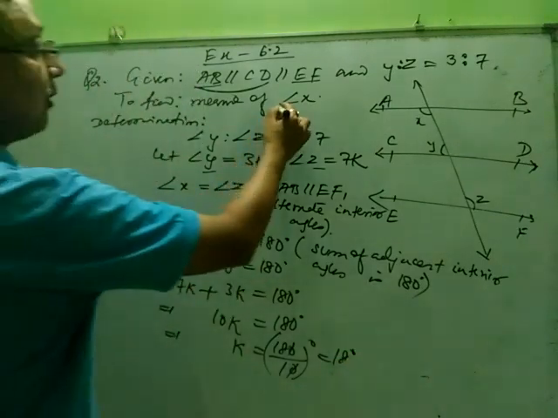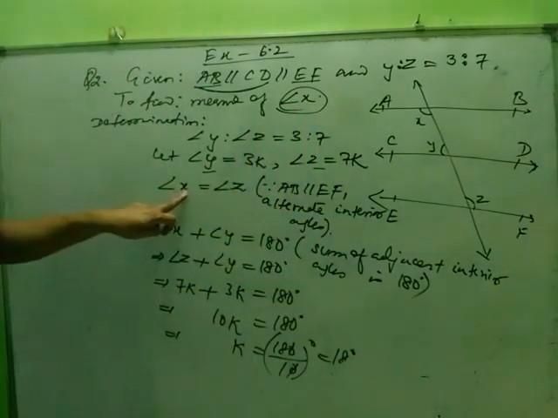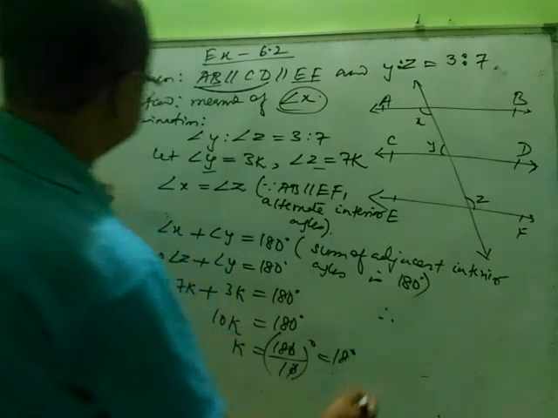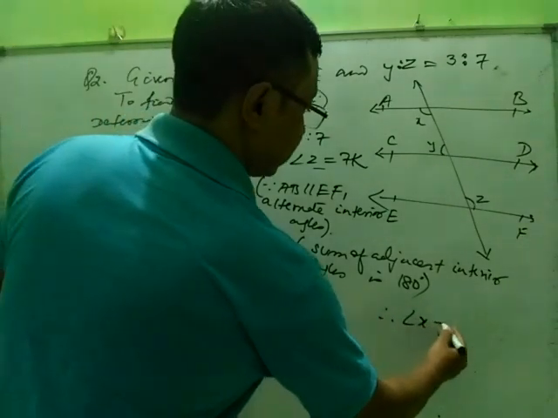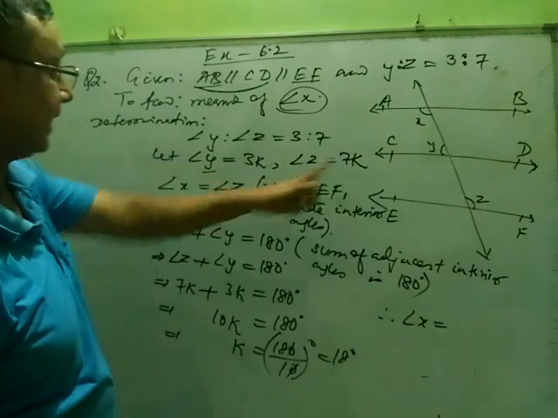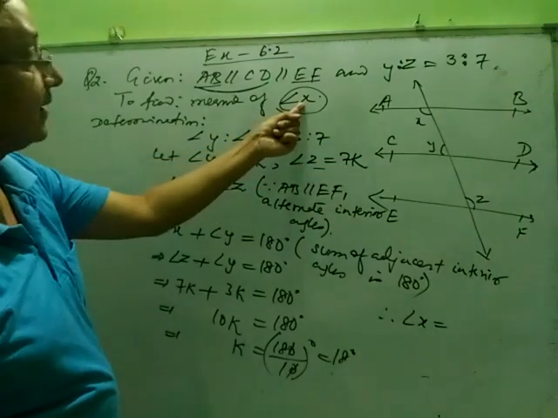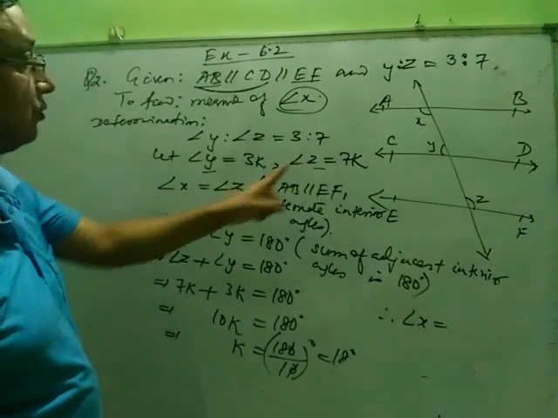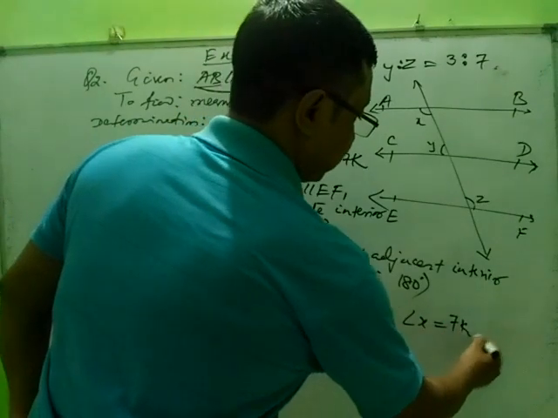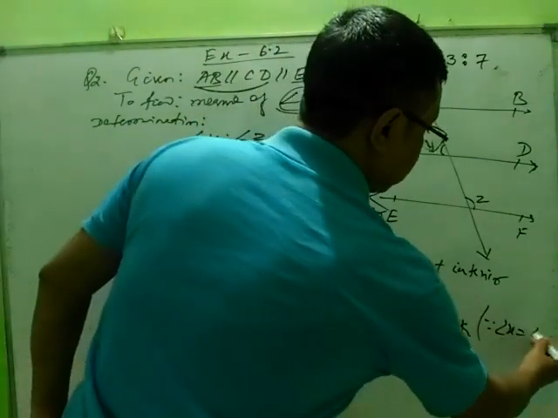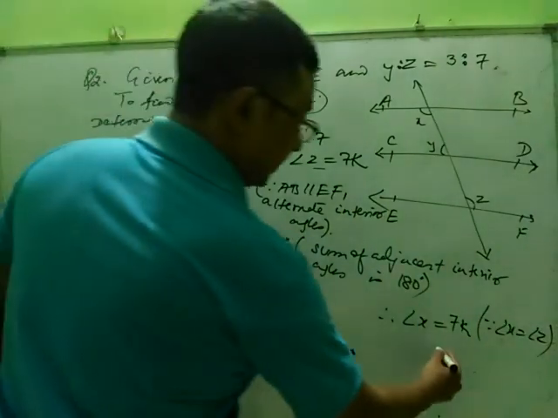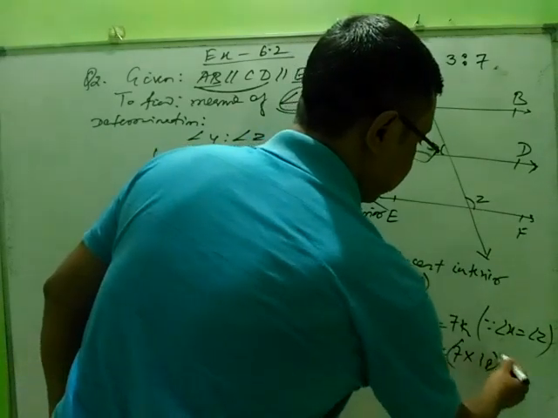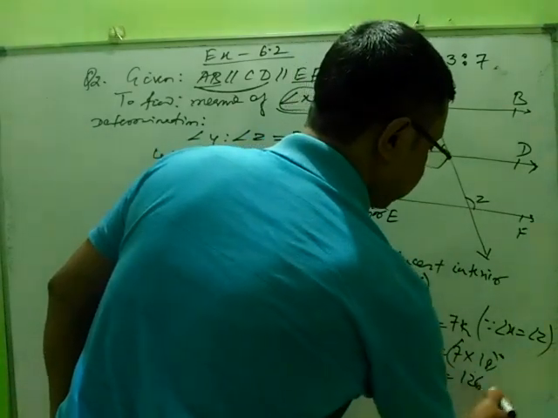Now the question is, what is x? So here x equals z. How much is z? 7k. So angle x equals 7k, since angle x equals angle z. So 7 into k, k is 18 degrees. So you will get 126 degrees.